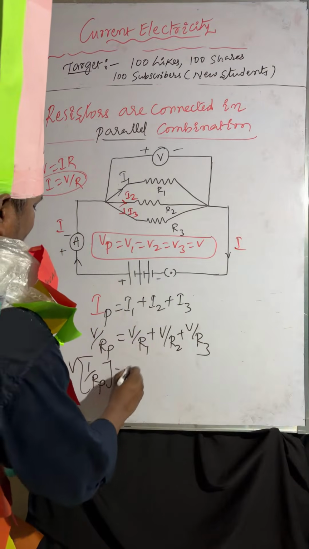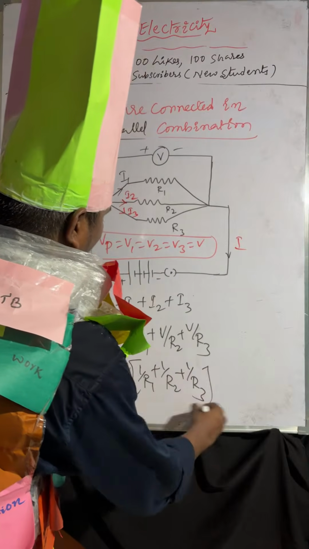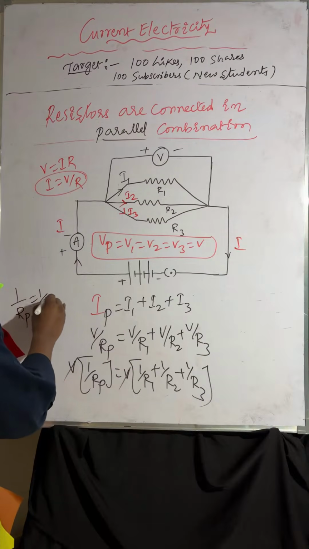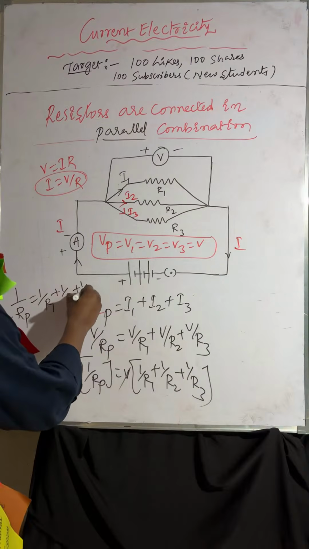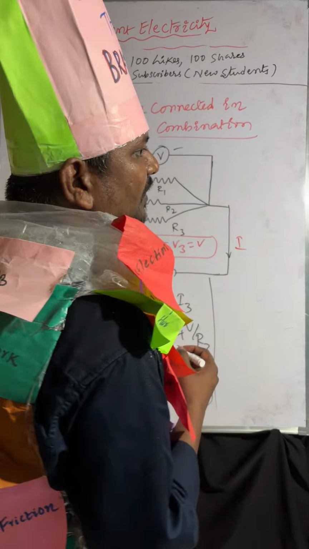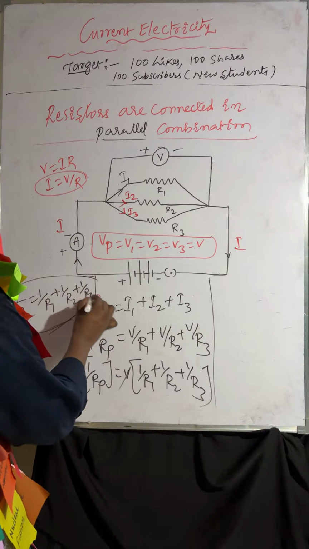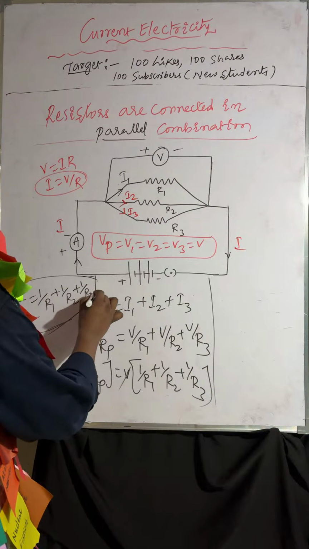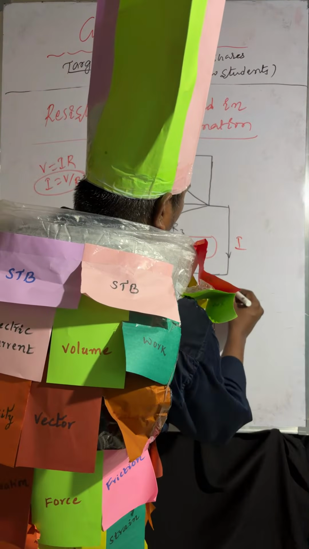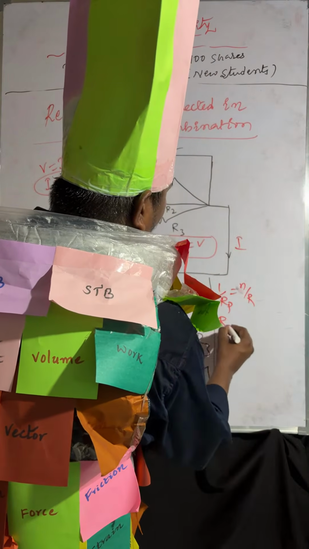So V will get cancelled, and then 1 by Rp equals 1 by R1 plus 1 by R2 plus 1 by R3. Is it clear? Yes. If n number of resistors are connected in parallel combination, then 1 by Rp equals n by R, so Rp equals R by n.